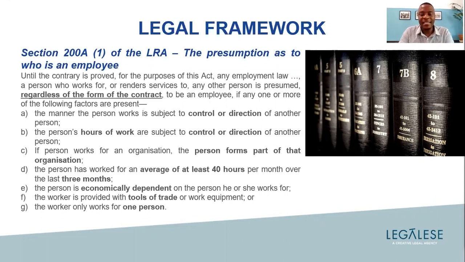Once that's done and the person has proven a prima facie case that they're an employee, the onus of proof then shifts to the employer, who must then prove otherwise on a balance of probabilities, that although it looks like this person was an employee, he actually was not an employee.